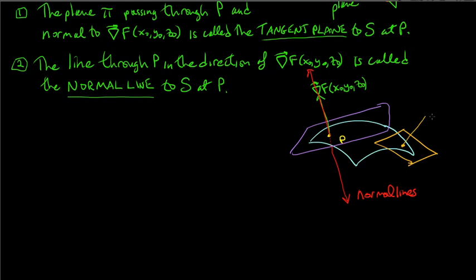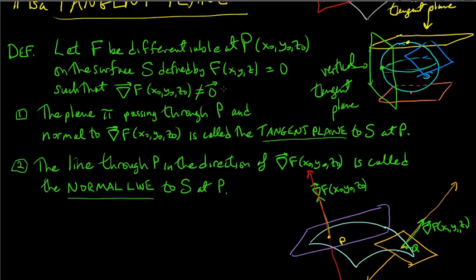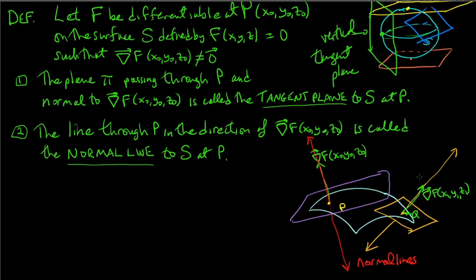So instead of drawing the normal vector, let's just draw the normal line. And yeah, we could draw the gradient of f at this point here, say x1, y1, z1. So it's a different point, point Q here. So that's the idea of the tangent plane as well as the normal line.